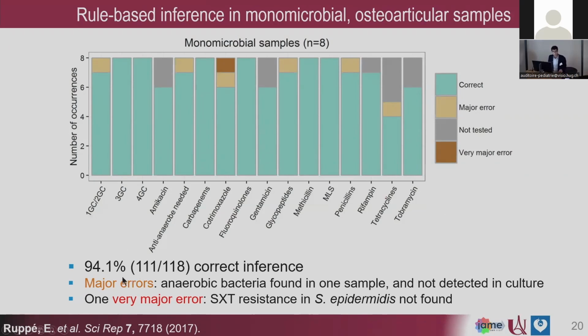We still had some major errors, meaning that we over-predicted resistance. That was because we had some additional anaerobic bacteria, which had some antibiotic resistance genes, so that we over-predicted the resistance compared to phenotypic data, culture data, in which it was only one, let's say, conventional bacterium. We had only one very major error for bacterial resistance because of a mutation we just overlooked.